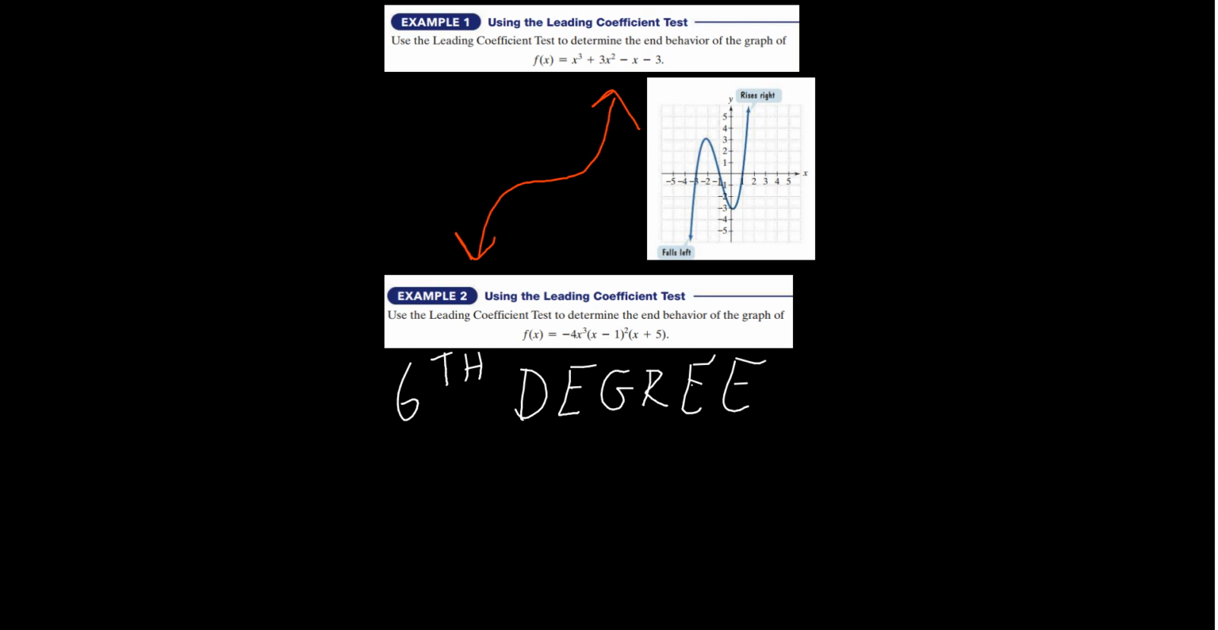Degree. Okay, so it's a 6th degree polynomial, so that tells me that my exponent is even. So I would expect an end behavior to be something like up, up. Okay, but we're going to look at this sign there. Well, it's a negative sign. So that tells me that it's going to be flipped across the x-axis. So it's not going to be up, up. It's going to be down, down.